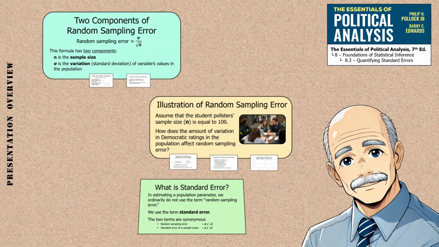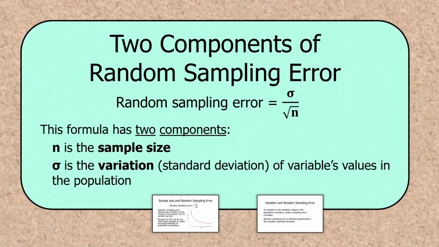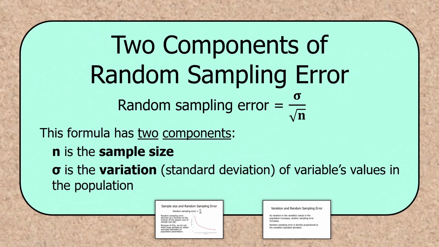In the last presentation, we looked at this formula, or we ended with this formula. This is the foundational formula of inferential statistics. This says that random sampling error is equal to the amount of variation in the population, sigma, the standard deviation of the population, divided by the square root of the sample size.